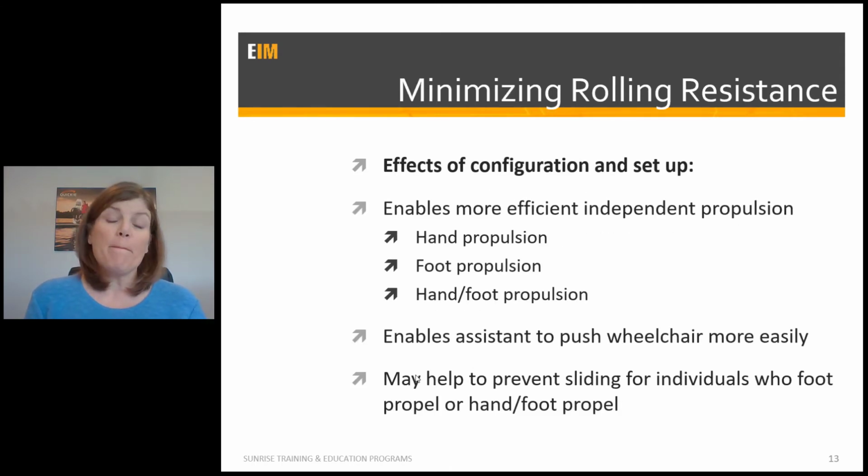So when we're thinking about minimizing rolling resistance, we want to achieve this because that's what's going to help us in terms of efficient propulsion. So it's going to make it more efficient no matter which method of independent propulsion there is. So whether it's hand propulsion, foot propulsion, or a combination of hand and foot propulsion, we need to think about minimizing rolling resistance. Even for the assistant or attendant who is pushing a manual wheelchair, if that wheelchair has been set up optimally to minimize rolling resistance, it'll make it easier for somebody else to push that wheelchair with the occupant in it.